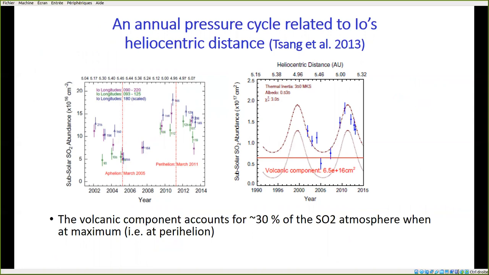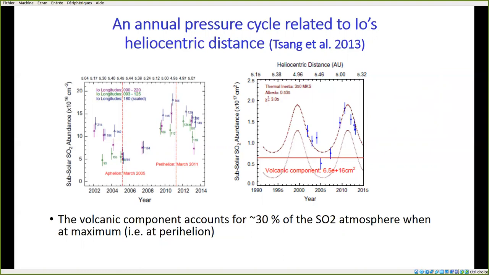And by repeating this measurement year after year over a full Io year, so 12 years, and taking advantage of the fact that Jupiter and Io's heliocentric orbit are significantly eccentric, it was possible to show that the SO2 content of Io's atmosphere varies annually in a way that is inversely correlated to the distance to the sun. Therefore, it can be said that Io, like Pluto, has an annual pressure cycle.